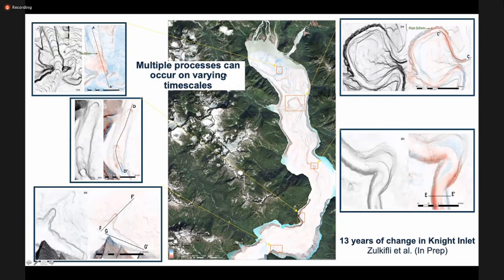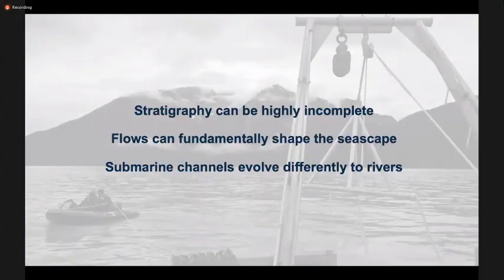So we show over the timescales that we look at, we already knew this, but the stratigraphy can be highly incomplete. They shape the seascape. And submarine channels that we've looked at appear to be evolving largely quite differently to rivers. So I'll leave you with the following conclusions.